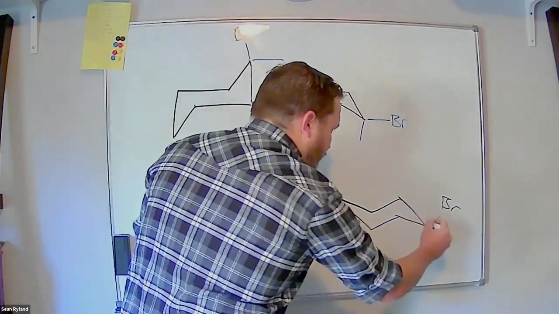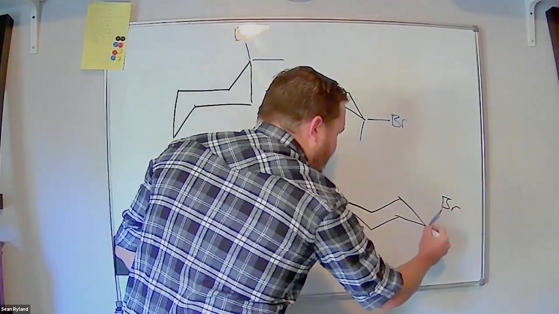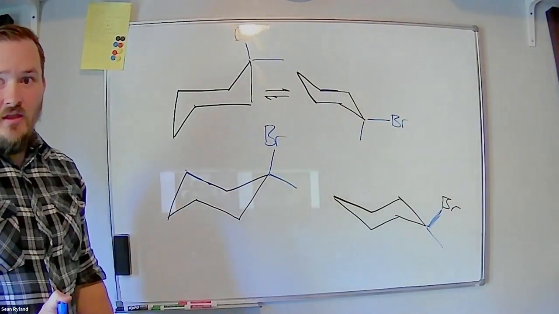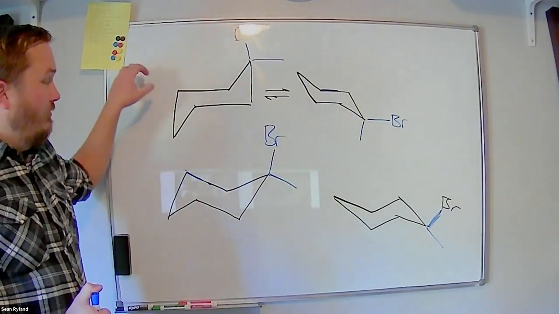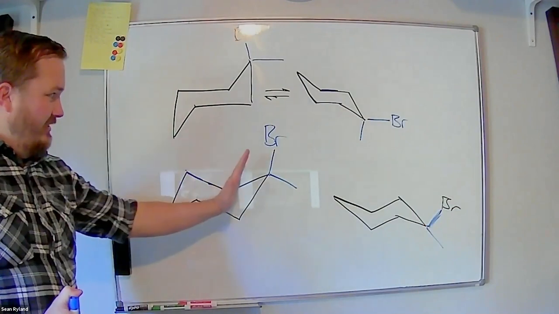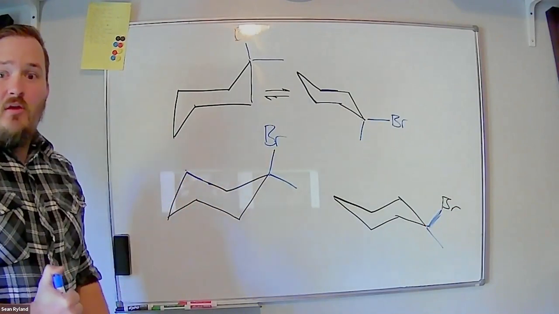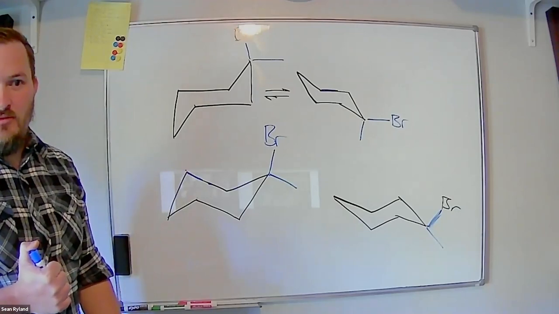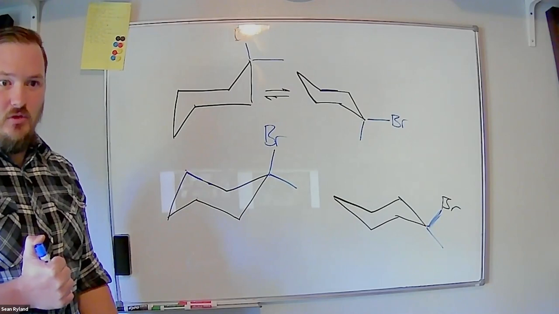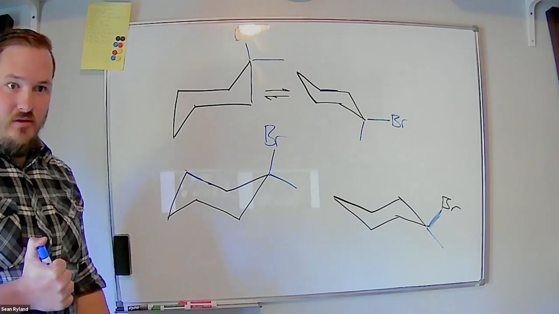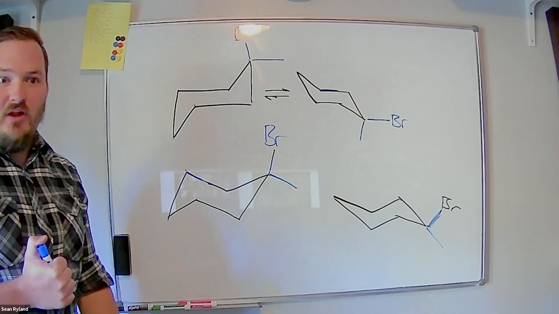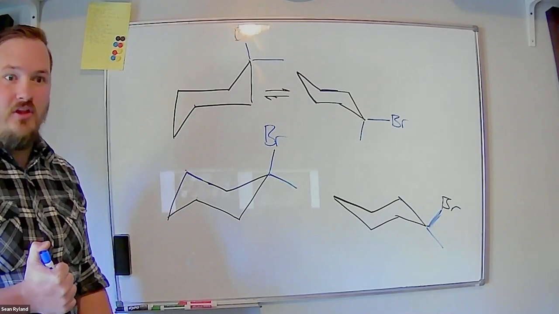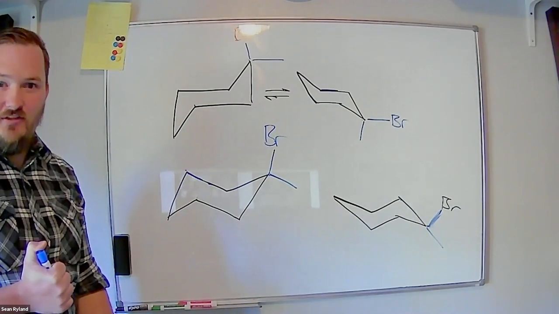And we're keeping these blue for the sake of consistency. So by going through that chair flip, by flipping the top end down and the bottom end up, whatever was in an axial position turns into equatorial. And whatever was equatorial becomes axial, because we basically flipped our umbrella inside out. So what was up is now down, and so on. We inverted the molecule basically without breaking any bonds.